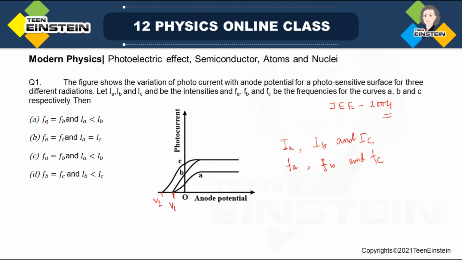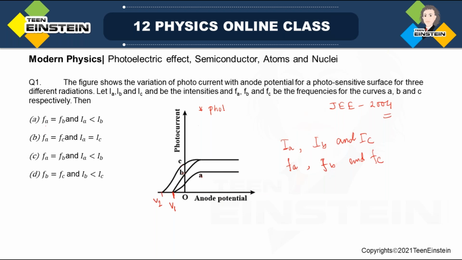So let us now look at the options. In the first option it is said FA is equal to FB. That means the frequency of radiation A is equal to the frequency of radiation B, whereas the intensity of A is less than the intensity of B. We have to see how the photocurrent varies with the frequency and with the intensity. At the same time, you have to see how the stopping potential varies with the frequency and intensity of radiation. So we'll just see these two points.